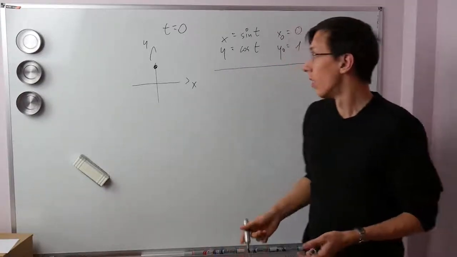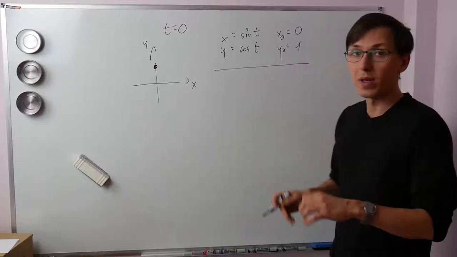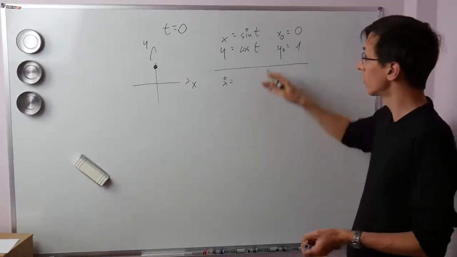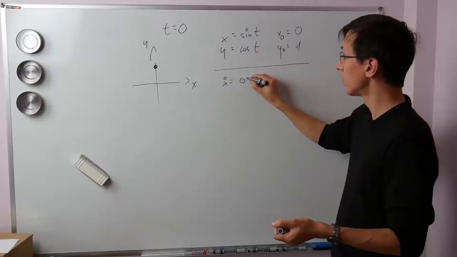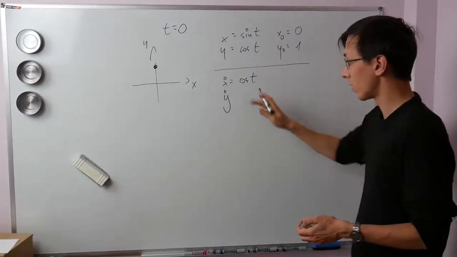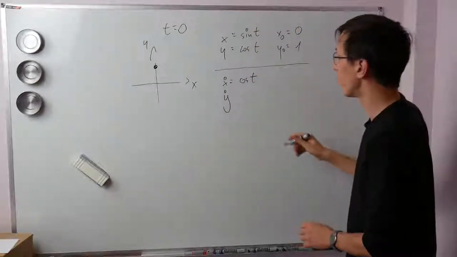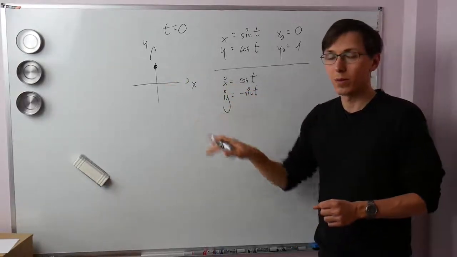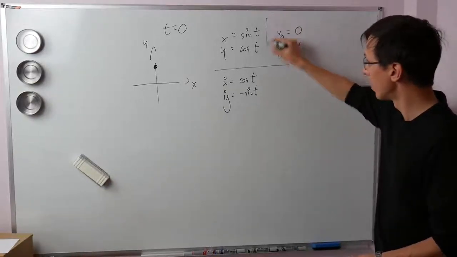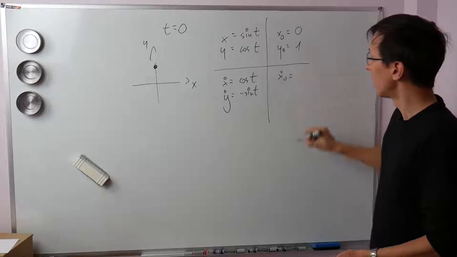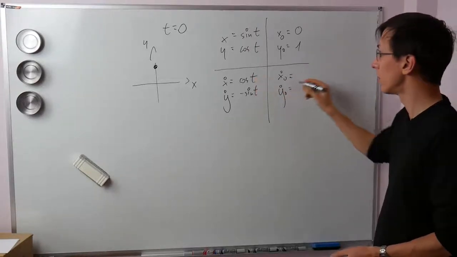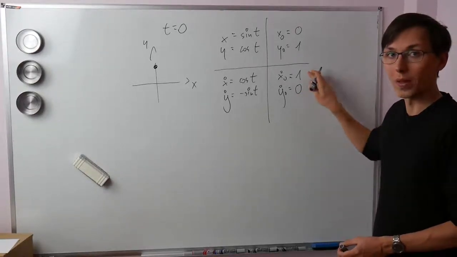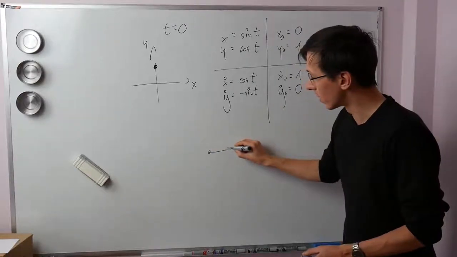Where am I moving? Well, let's calculate the velocity. The velocity will tell me everything I need to know about the change of my position. So the velocity is of course the time derivative of sinus, so the cosinus. The velocity on the y-axis, in the vertical way, is minus sinus. Okay, but at this precise moment, what is my velocity? Again, let's calculate it at time zero. At time zero, this is 1, and this is 0. That means I get a vector of 1, 0. A vector 1, 0 is something like this.